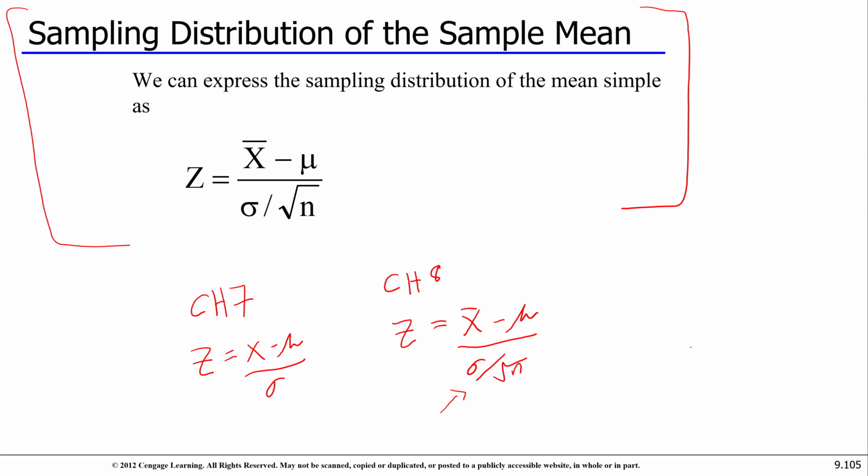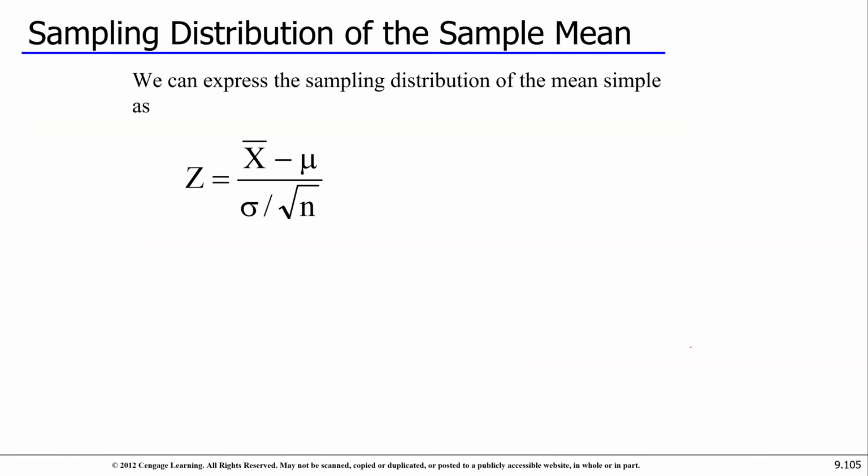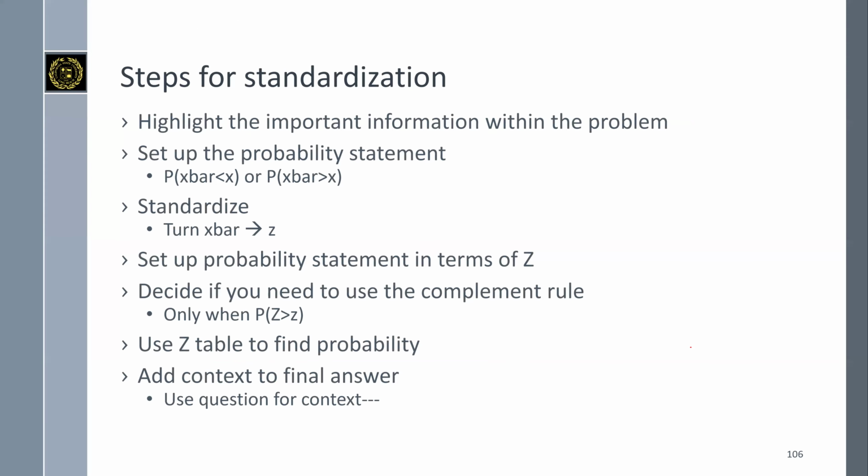This is the way you're going to standardize now for chapter 8. We'll do practice problems, and I'll show you the difference between chapter 7 problems and chapter 8 problems. There's a clear indication that there's a difference, and you look at the keywords. So this slide is very, very important. Super important. You need to have this. This should be on your cheat sheet. These are basically the steps for standardization for chapter 8 when referencing the sampling distribution of the sample mean.